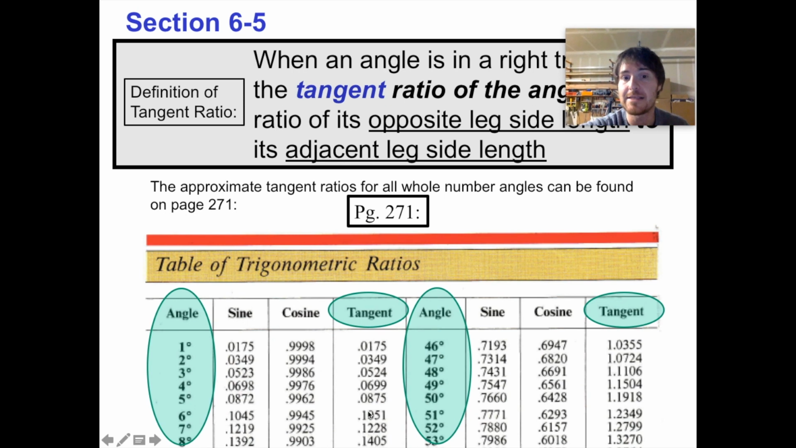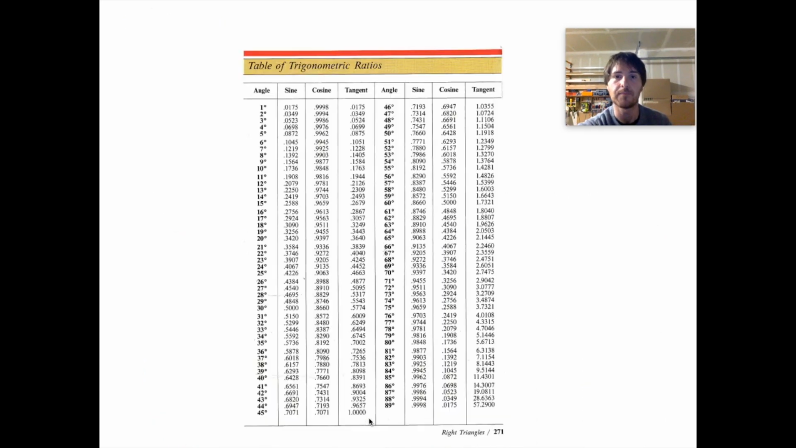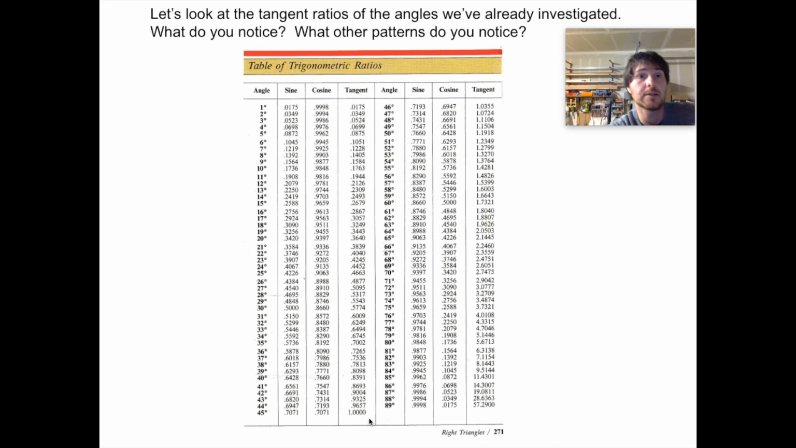So this tells us the ratio, right, of opposite to adjacent. Here, with a 6-degree angle, the opposite side is about 10% the length of the adjacent side, right? Because the tangent of 6 degrees is approximately 0.1, 0.1051, okay? Let's look at this in a little bit more detail. Let's look at the tangent ratios of the angles we've already investigated. What do you notice? What other patterns do you notice here?